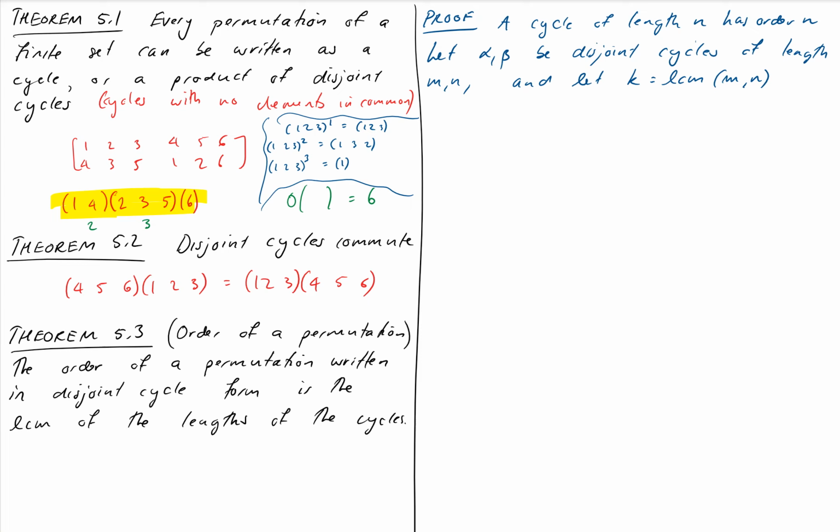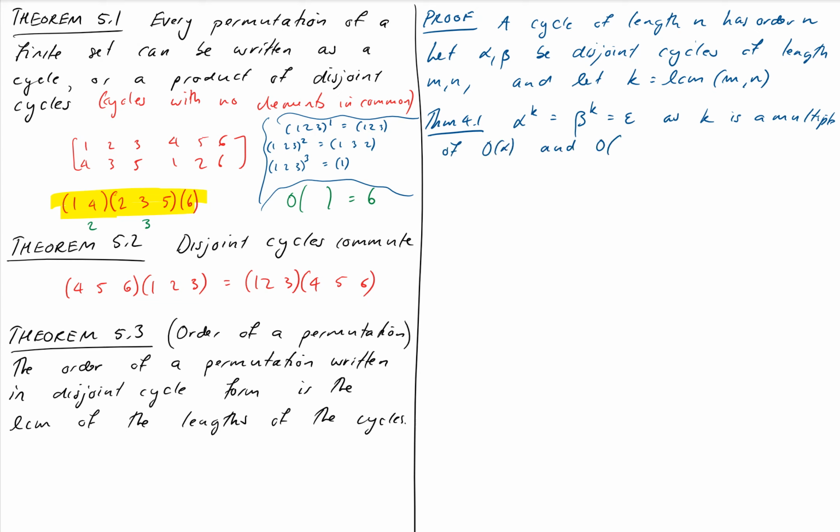All right, so theorem 4.1 from a previous video basically says that alpha to the k and beta to the k are both the identity. We use epsilon for permutations, as k is a multiple of the order of alpha and the order of beta.